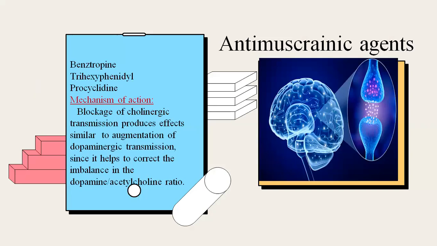Then we have anti-muscarinic agents. What is the function of anti-muscarinic agents? In the beginning of the lecture, we already discussed that there is a hyperactivity of acetylcholine because the balance between dopaminergic activity and acetylcholine is impaired. So in this condition, we can also give anti-muscarinic agents, for example benztropine, trihexyphenidyl, procyclidine. What do they do? They block cholinergic transmission, produce an effect similar to augmentation of dopaminergic transmission, and help in correcting the imbalance. That's their function. Net result kya hai ki it will improve the imbalance.